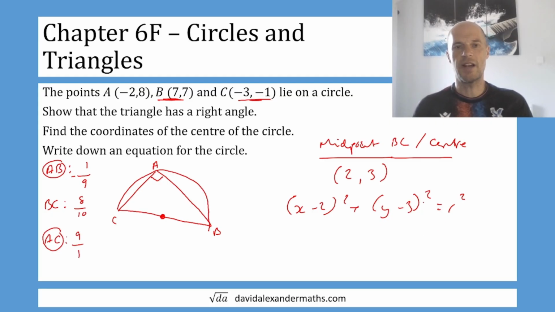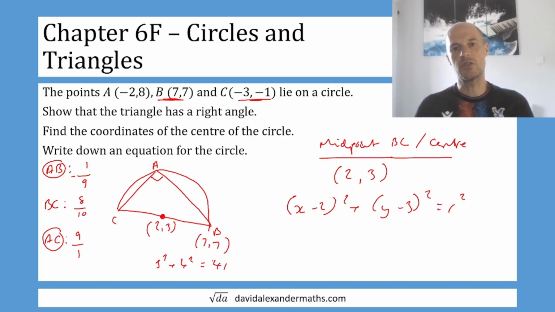So now we just need to work out what the radius squared is. Well, we know that the midpoint here is 2, 3, and we can pick any of these points, A, B or C. I'll go with B because the numbers are positive. So the length of the radius, we can just use Pythagoras here. So 7 take away 2, which is 5, so 5 squared plus 7 take away 3, which is 4 squared. That's going to be 25 plus 16, and 25 plus 16 is 41.